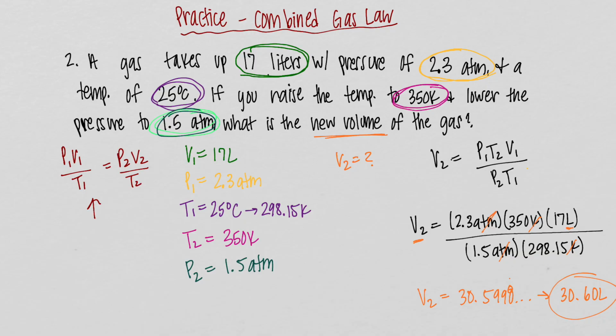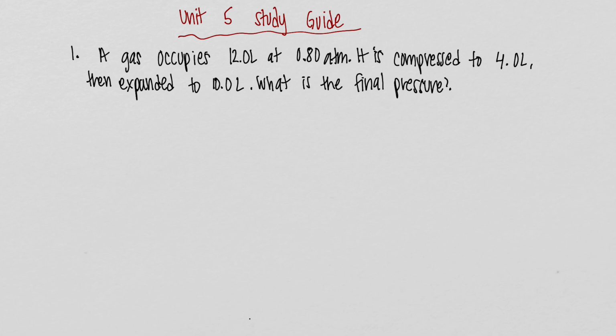Alright, and moving on to Unit 5 study guide. I'm going to do number 1 with you guys, or on here, I guess, for you guys. Alright, a gas occupies 2.0 liters at 0.80 atmospheres. It is compressed to 4.0 liters and expanded to that. What is the final pressure?